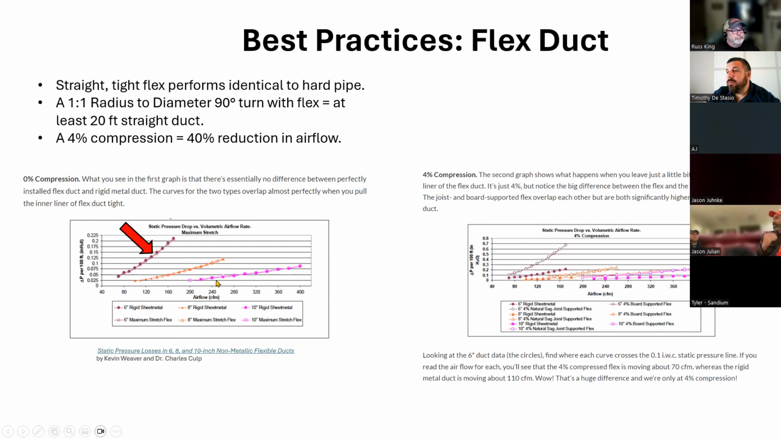They mimic each other so closely that if you install flex duct straight, pull it tight, don't let it sag, it actually performs almost identical to sheet metal duct. Versus if you just allow a little bit of compression in it, you can see a really big difference where these start to separate. So if you're going to install flex duct, install it right.